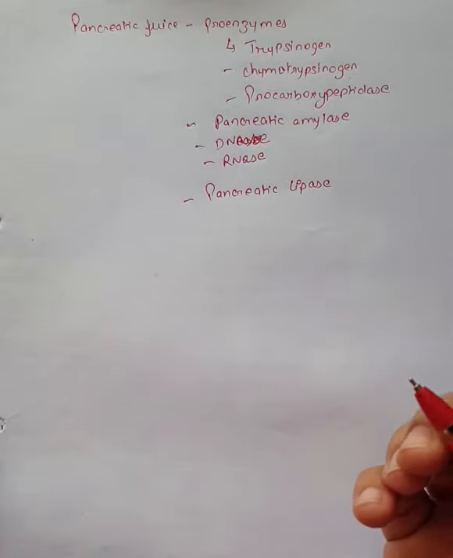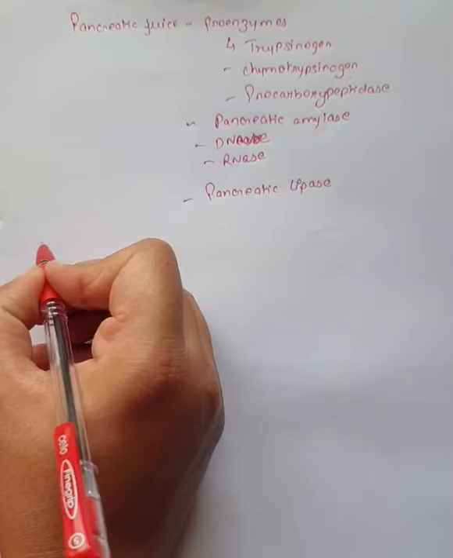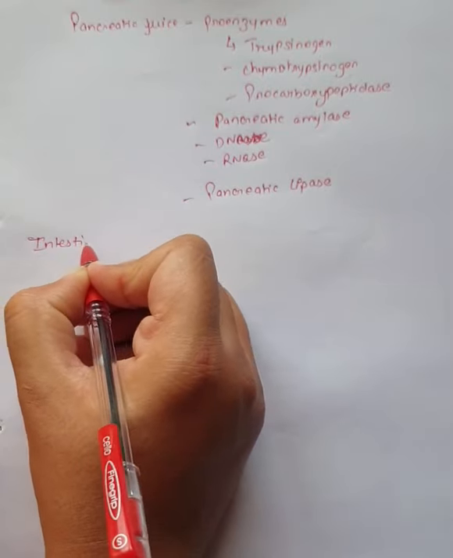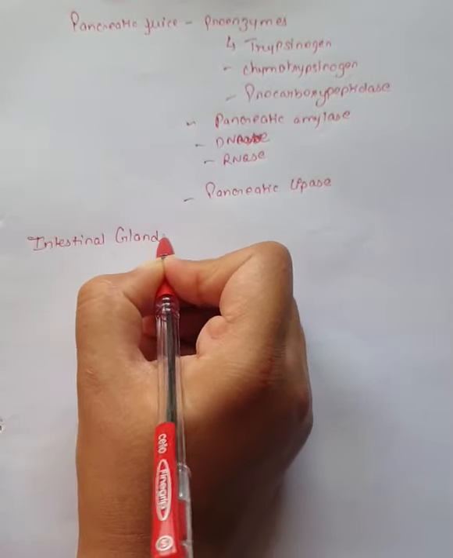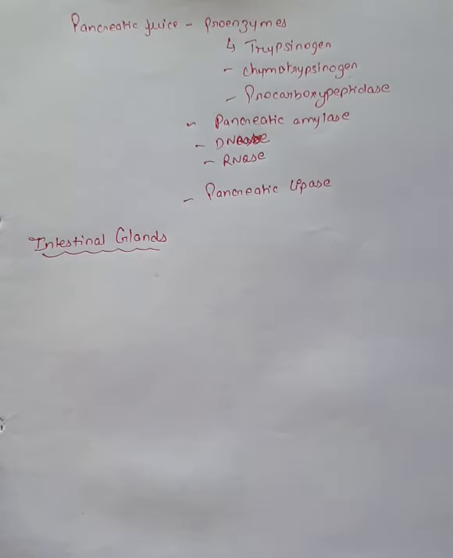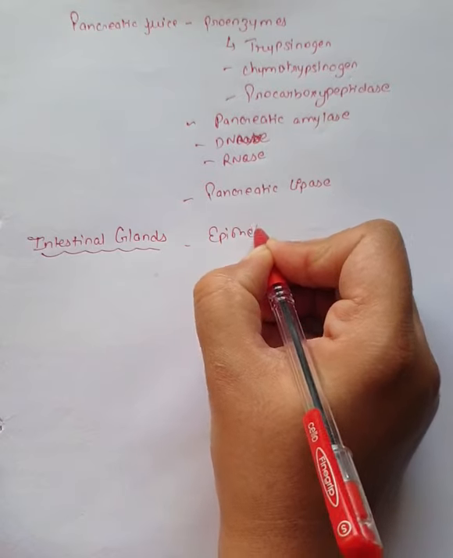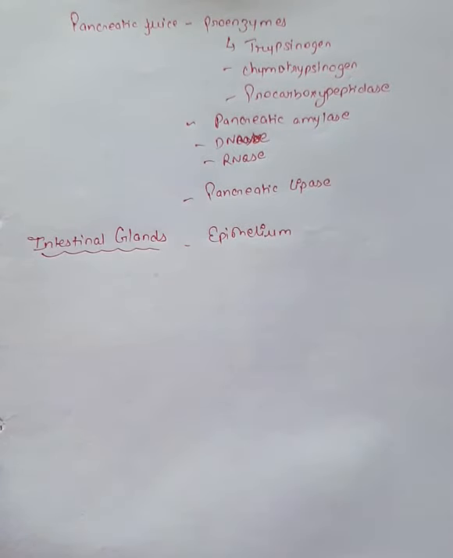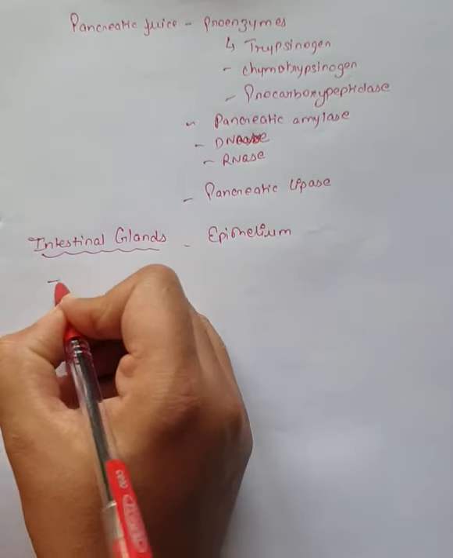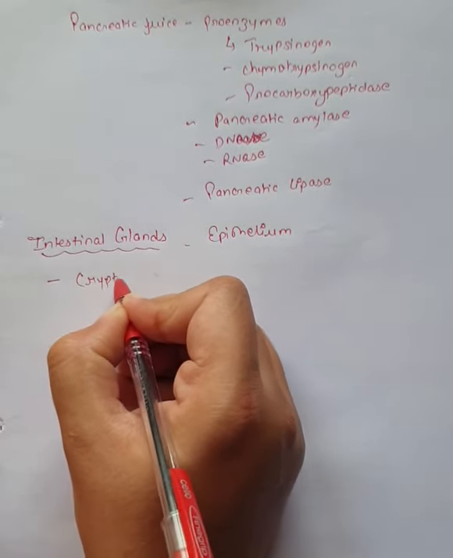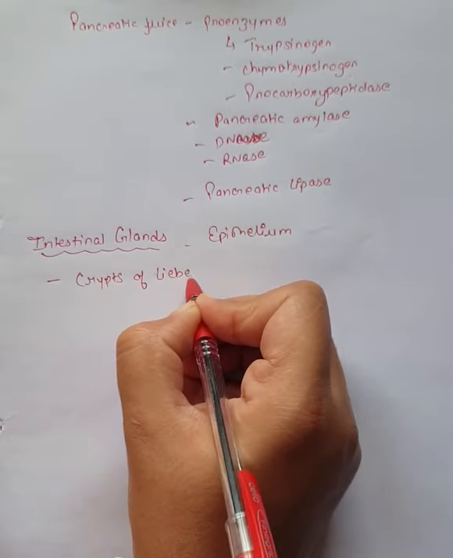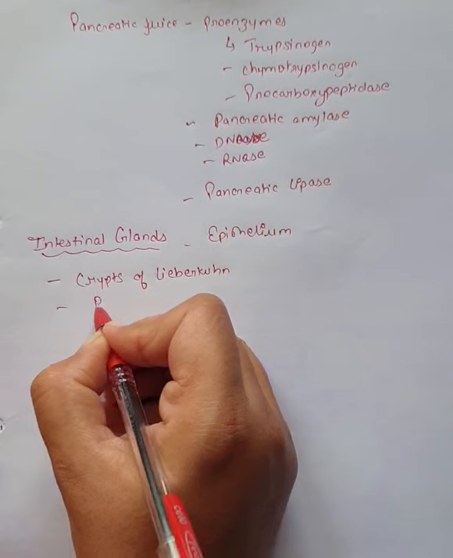And now the last gland of our alimentary canal is the intestinal glands. See, intestinal glands, just like we discussed in the stomach, are formed from our epithelium. The innermost lining is made up of epithelium, and this epithelium is going to give rise to the intestinal glands. The intestinal glands are of two types: crypts of Lieberkühn and Brunner's gland.